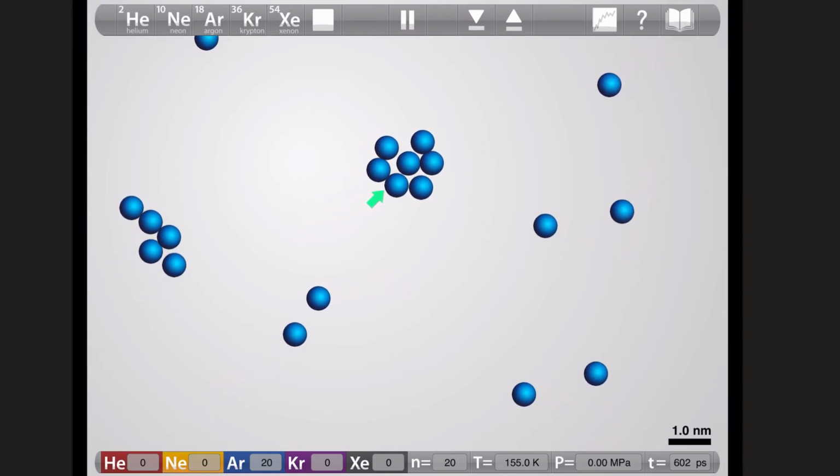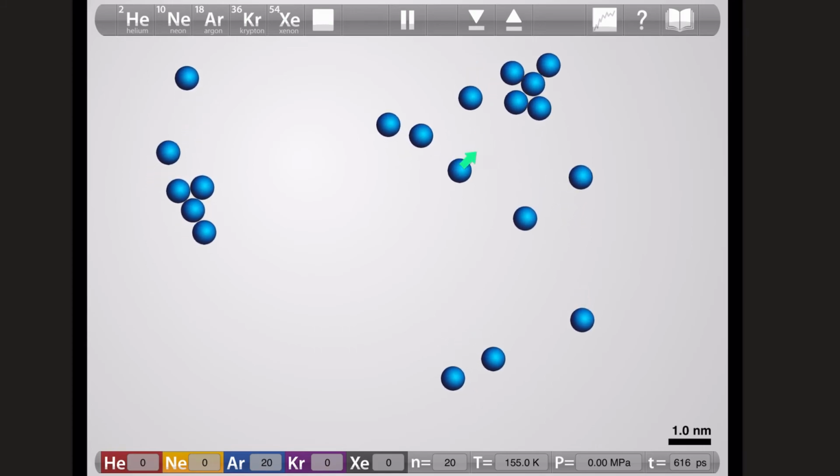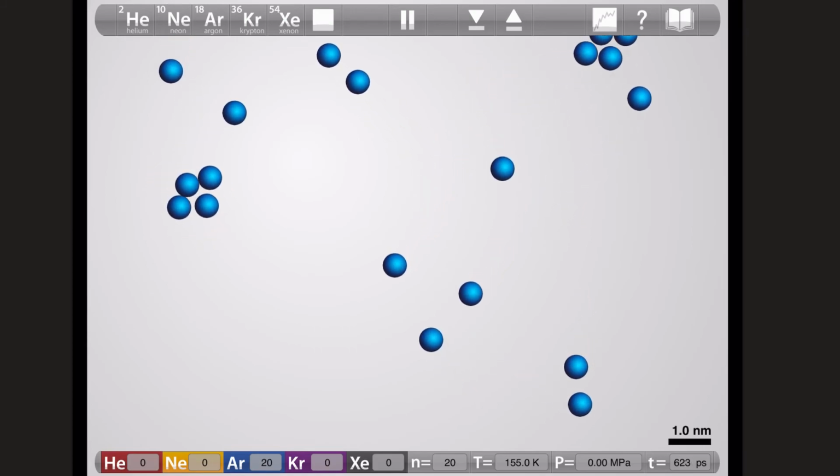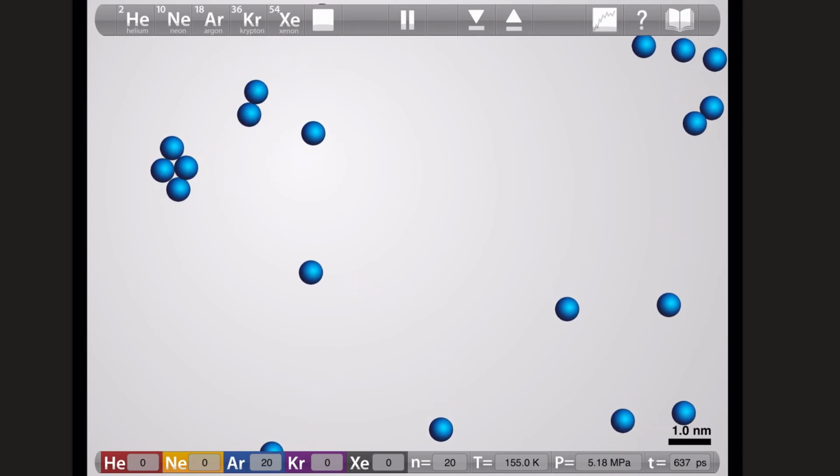I'm at 100 Kelvin. So notice these guys are starting to become very, very loose. 150 Kelvin, up there breaking free. So at this point, I have essentially vaporized my sample. So pretty cool, huh?